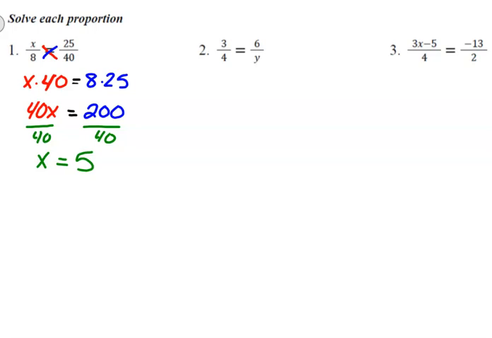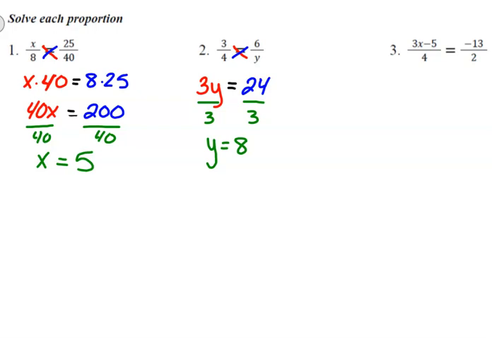That first line that I wrote with the multiplication dots is not something you have to show in terms of credit, but it can help. So for example, on number 2, if I have 3 times y, I can just write 3y. And then 4 times 6 is 24. And so now I can divide both sides by 3, and y equals 8. So you don't have to show that first line with the multiplication dots. You can if it helps you.